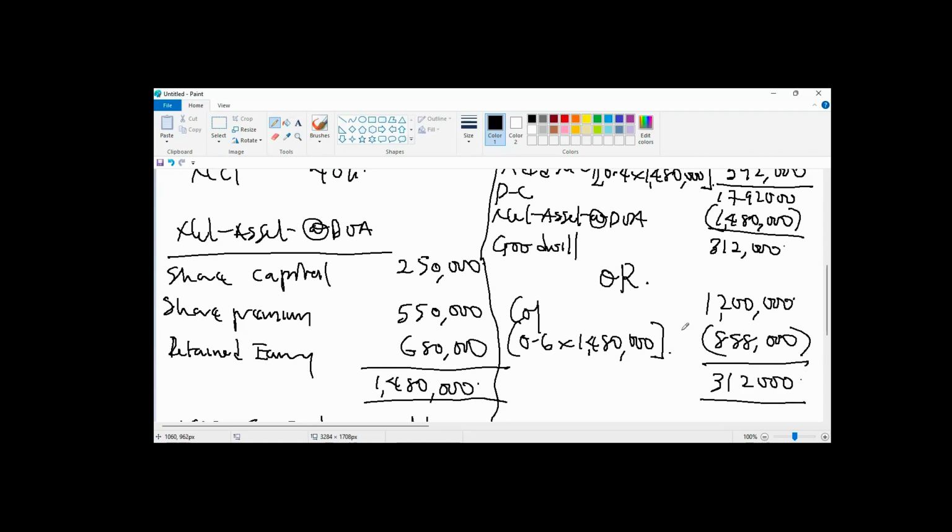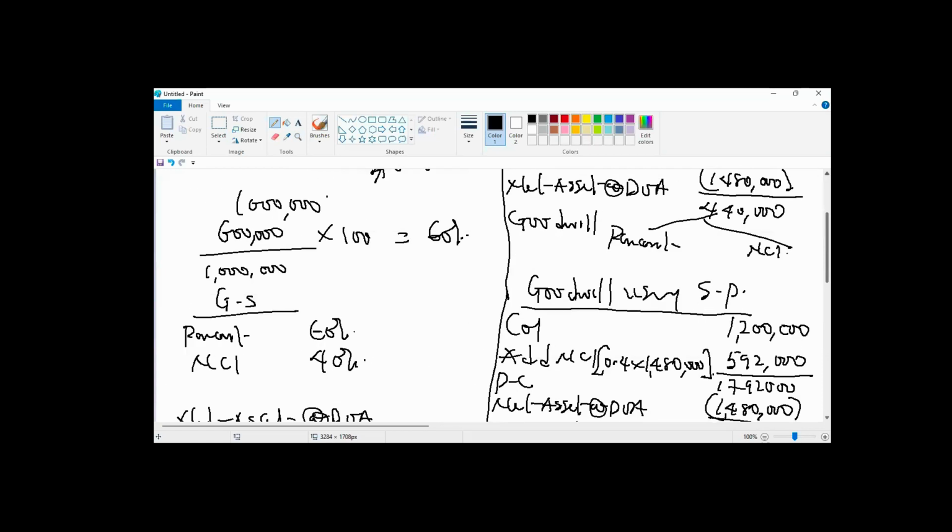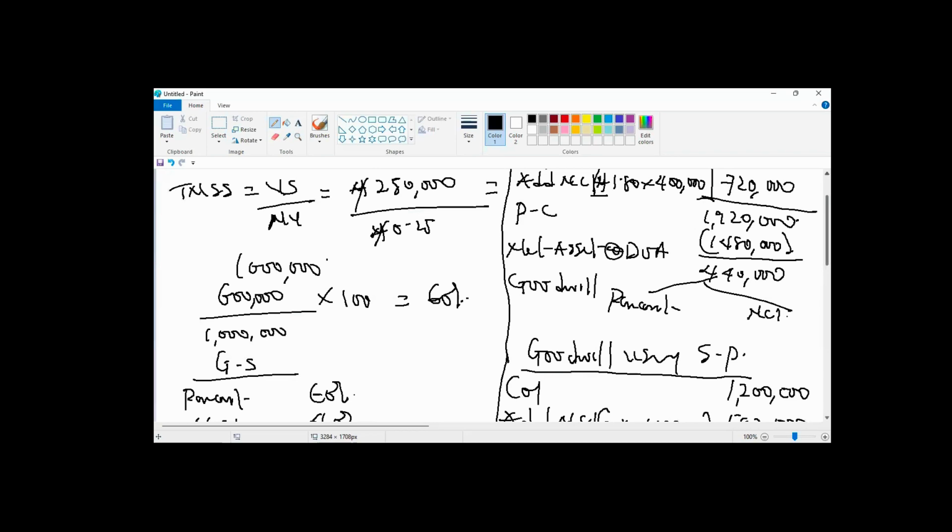It can only be applied to the share proportionate method. Good. Now, look up at what we are doing. Who can tell me, out of this 440, what is the goodwill of the parent? Out of the 440.